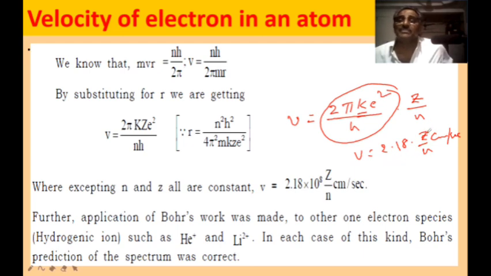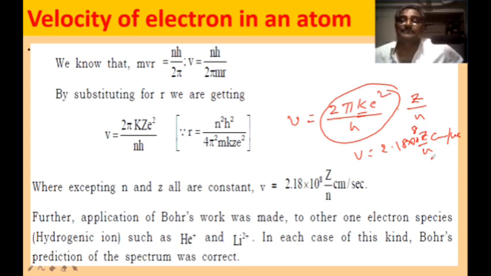If z is equal to 1 and n is equal to 1, the velocity of the electron in the first orbit of hydrogen will be 2.18 into 10 to the power of 8 centimeters per second. So we get 2.18 into 10 to the power of 8 centimeters per second as the velocity in the first orbit of the hydrogen atom.